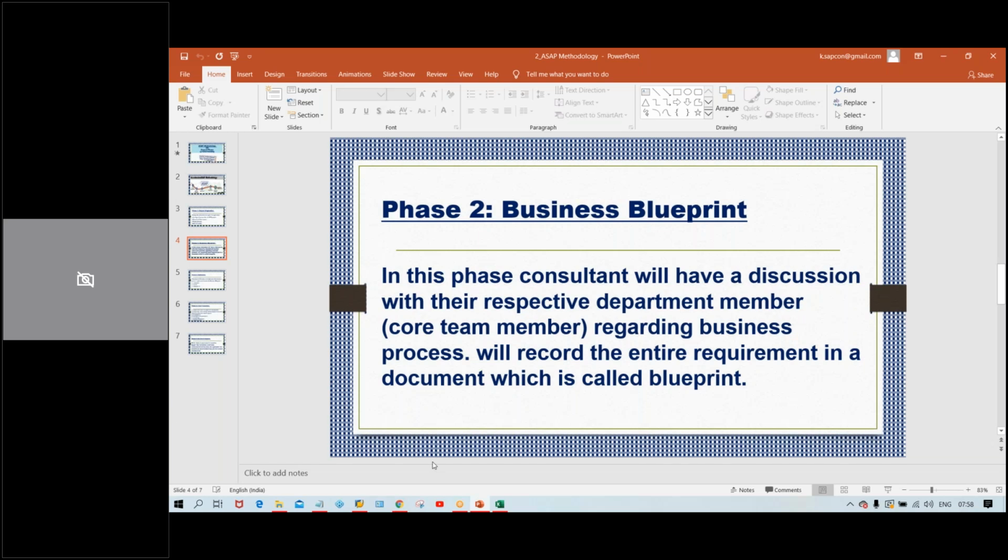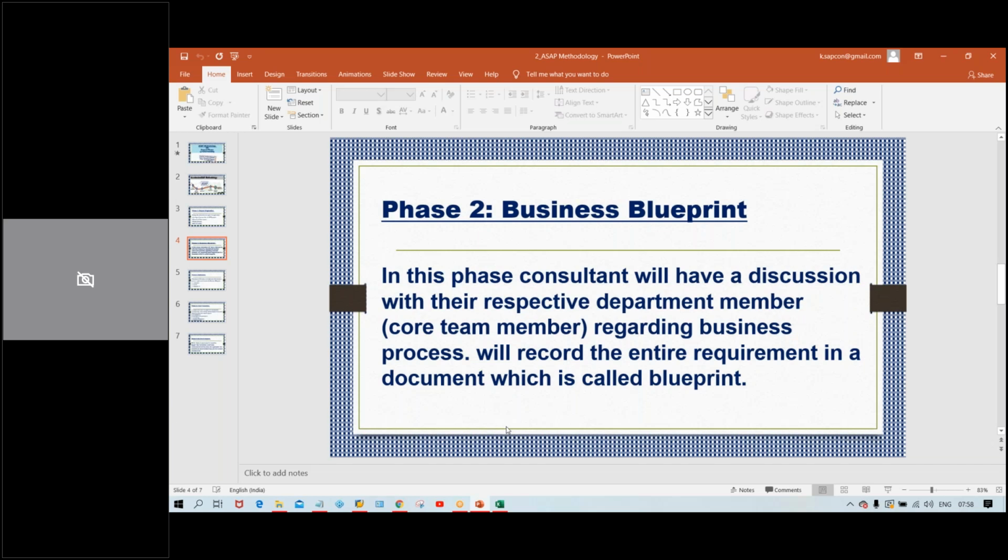So here in this page, what is happening? Blueprint page, we are going to have a discussion with the respective department member, in the sense with the core team member, regarding business process. Whatever discussions are happening, if the client is saying that, okay, these are the activities which are being performed, and even they are having certain additional requirements also. So whatever existing is there, whatever additional requirement is there, right?